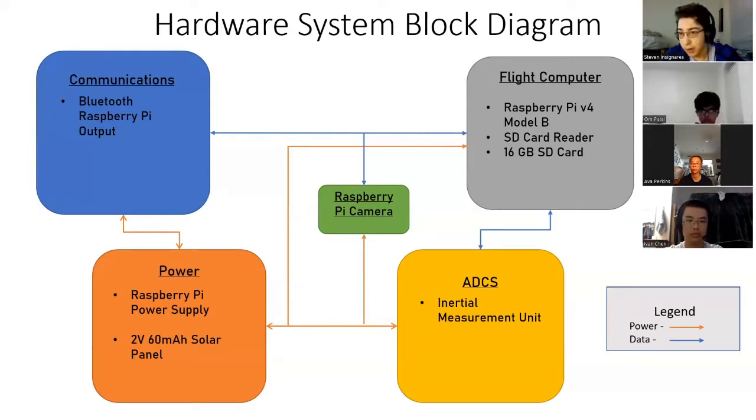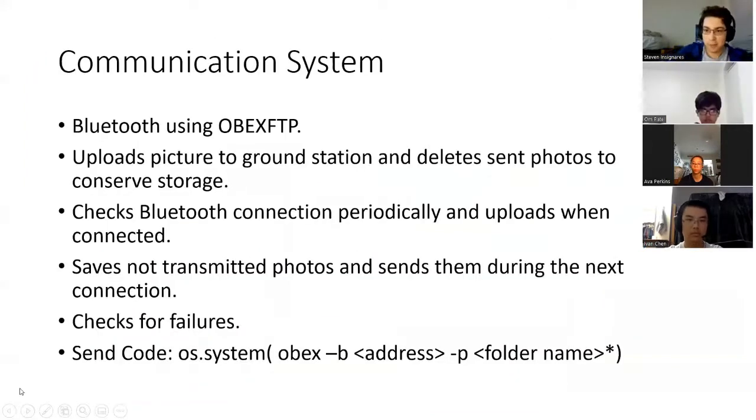Now to talk about applications is Ivan Shen. For our communication system, we chose to use Bluetooth with OBEXFTP. Our system uploads the pictures taken by the CubeSat to the ground station, and upon successful transmission, it deletes the sent photos to conserve storage.